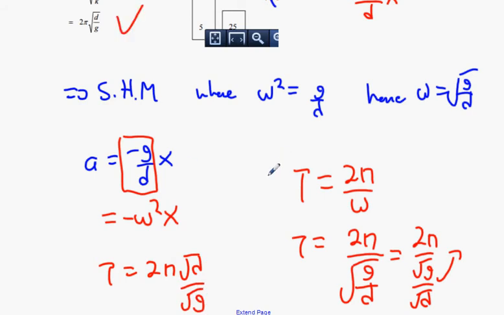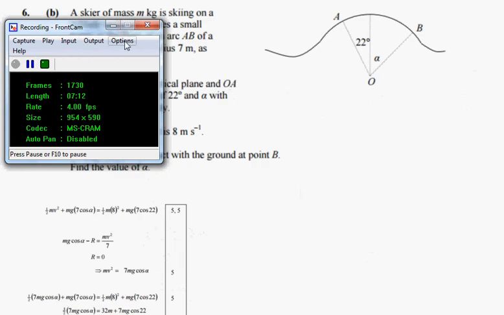So that's your 25 marks for part A. It's actually quite an easy question. Any questions about it? What happens here, guys, is this.